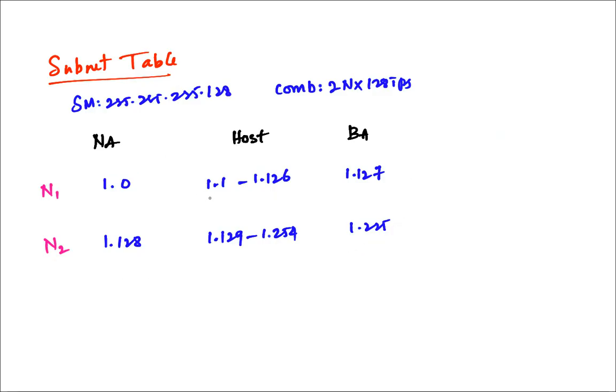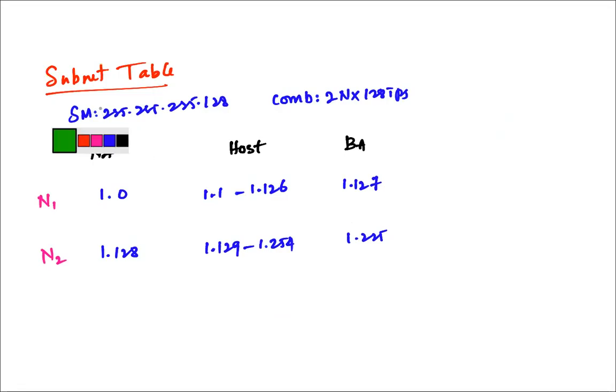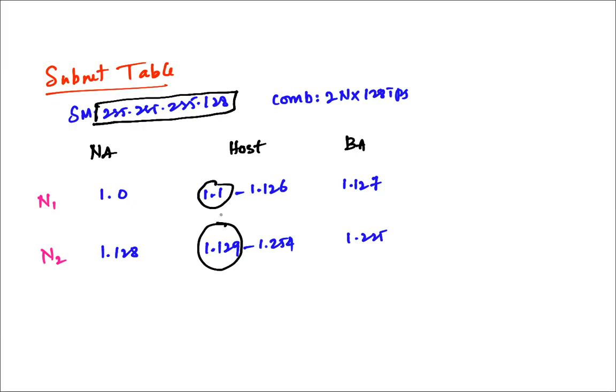Very good. Now tell me, if I use the 255.255.255.128 mask, what about 1.1 and 1.129? Are they going to be in the same network or a different network? With this mask, they're going to be in different networks. 1.1 will be in network number one, and 1.129 will be in network number two.